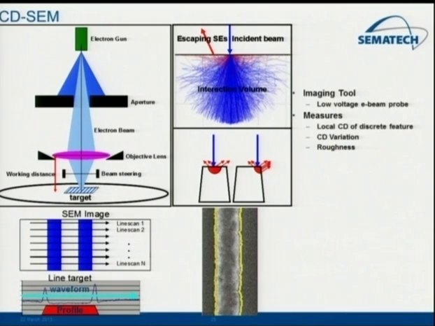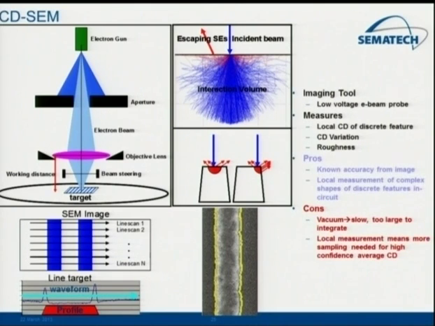The good thing about this, I already covered that. The pros are that if you calibrate it correctly, you get a good, accurate image. You get the two-dimensional profile of complex shapes. You get the roughness in addition to the CD variation. But electrons have to operate in vacuum. That means you do have to put the wafer into a vacuum. That step usually takes a few seconds, so that means it's a little bit slow.